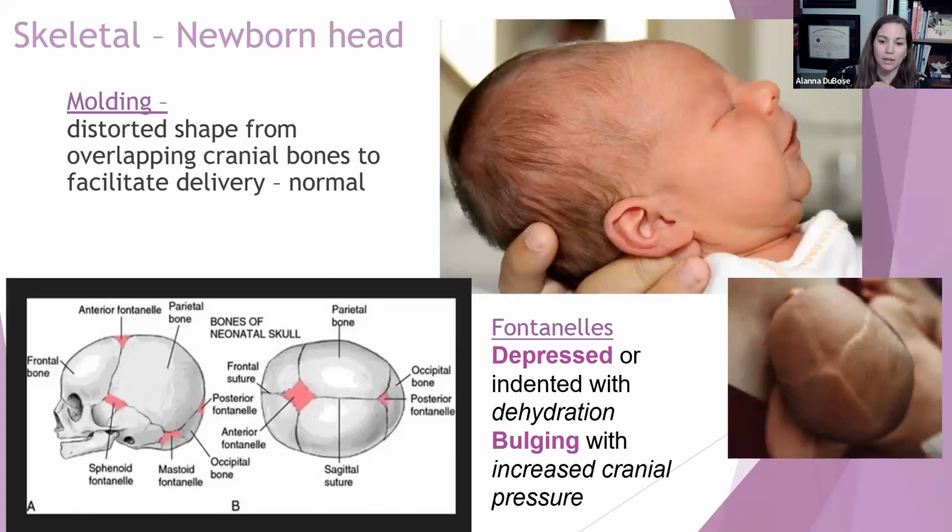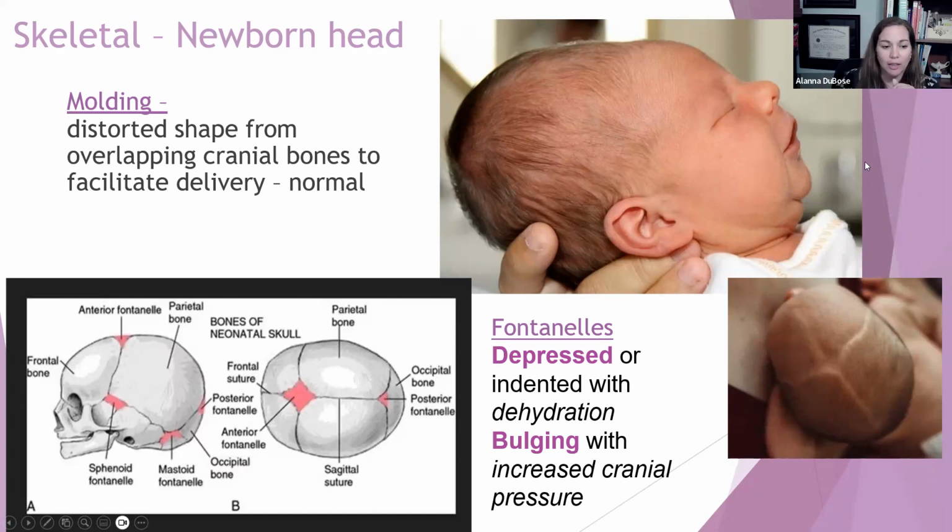Sometimes, like this baby in the bottom right of this page, the sagittal and parietal bones are overlapping toward the front there. So this is normal, and we would expect this. Those are expected findings when we do our assessment of the newborn. We're also assessing the fontanelles.